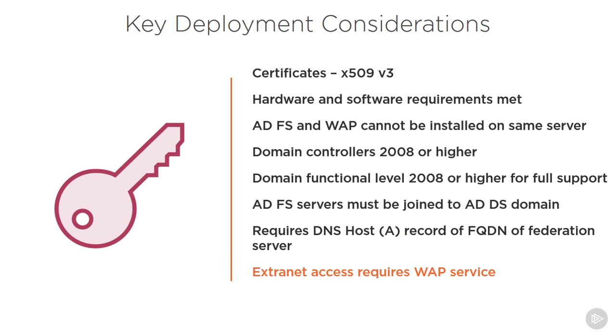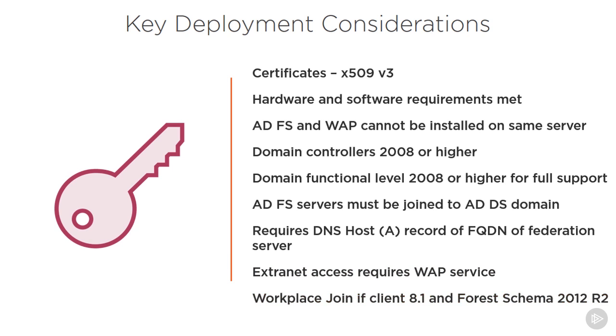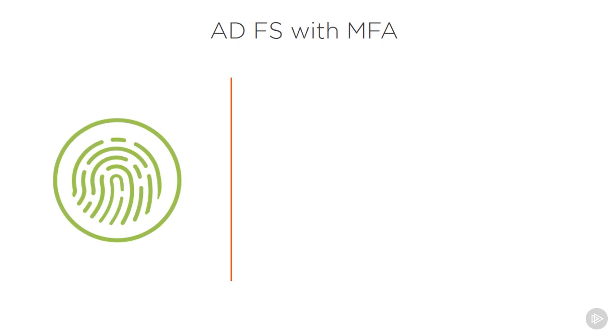And the extranet access requires a WAP service. We've talked about that a few times. And the workplace join is available if the client is 8.1 or an iOS 5 plus, and the schema is 2012 R2.